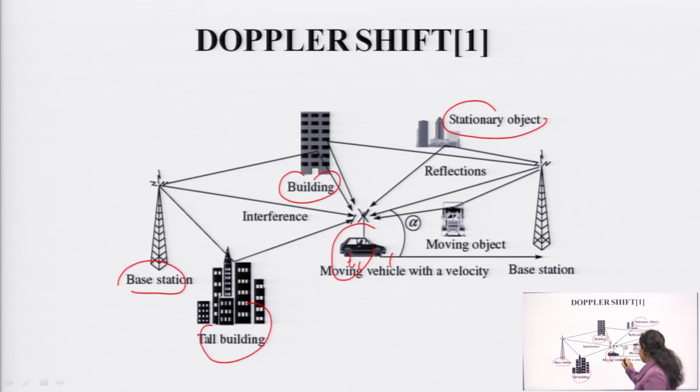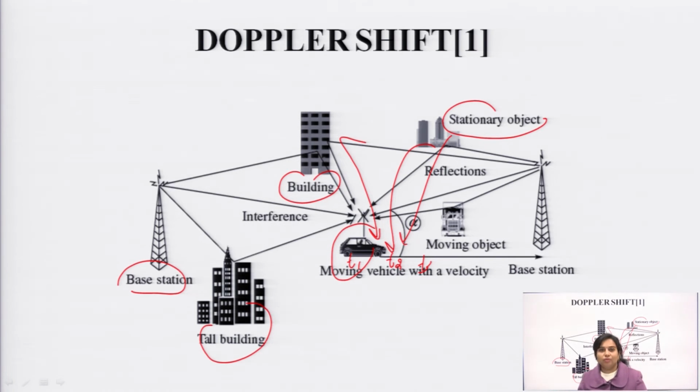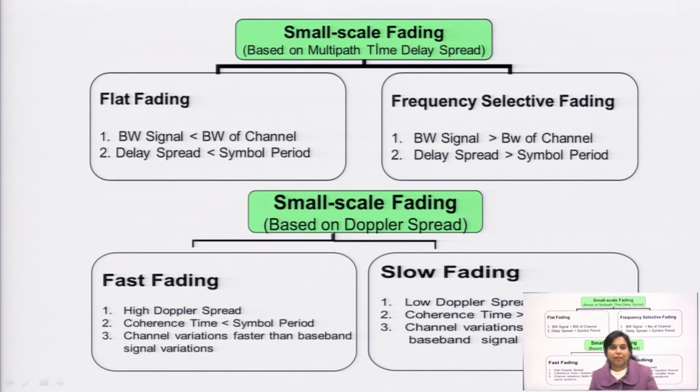Now, at another point of time, let us say t 2, the receiver will be present at this point, so obviously the signal angle will change because it has to be delivered over here. Next, at time t 3, the receiver will be present over here, and again the signal will have to change. So, that is known as Doppler shift, which plays an important role when the receiver is moving. Now, this is the characterization of small scale fading.